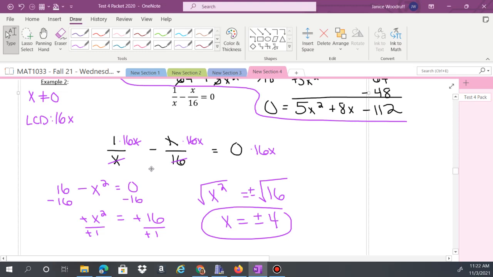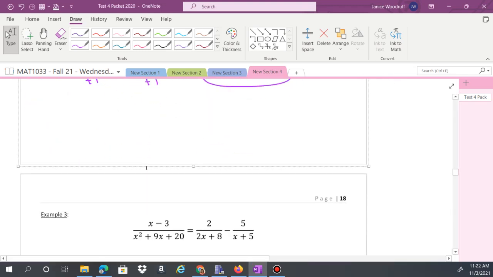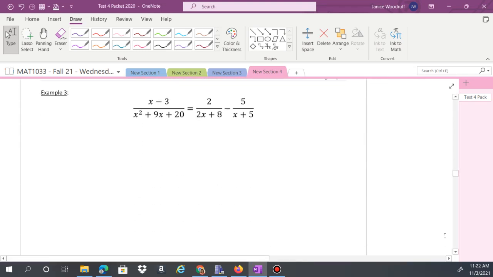Questions? Okay, I know it seems like a lot, but again, just step by step here. All right, so example 3, step 1, factor the denominators.